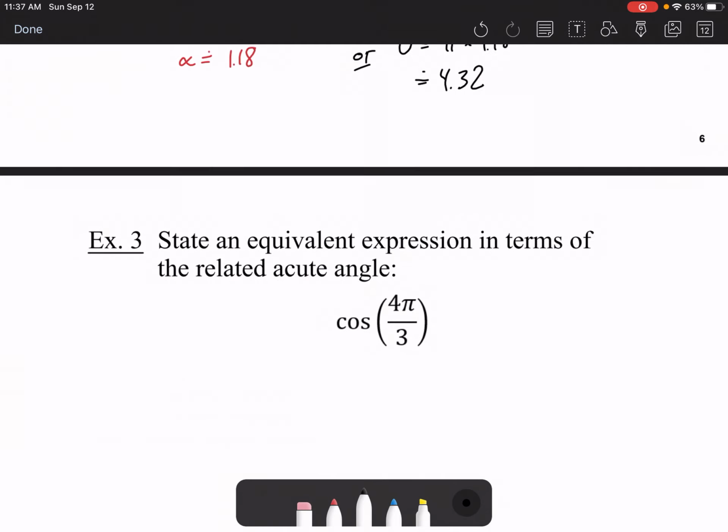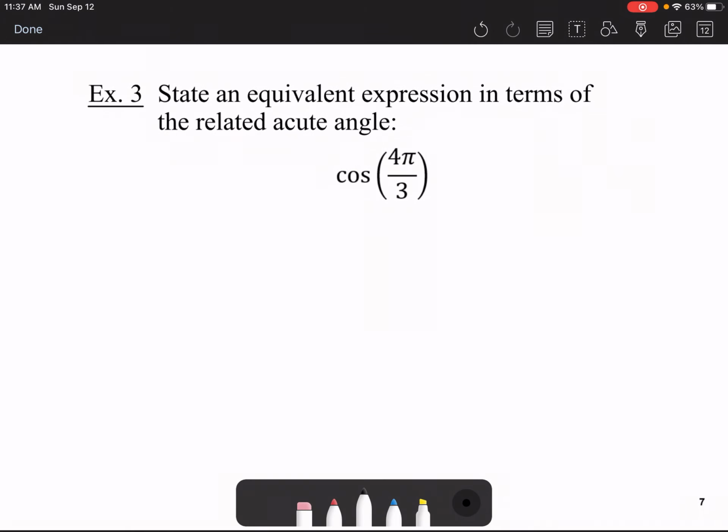Okay, let's try one last problem. Stating an equivalent expression in terms of the related acute angle for cosine of 4 pi over 3. Well, first of all, we have to figure out where 4 pi over 3 is. So again, this is where pi is. 4 pi over 3 is just past pi.